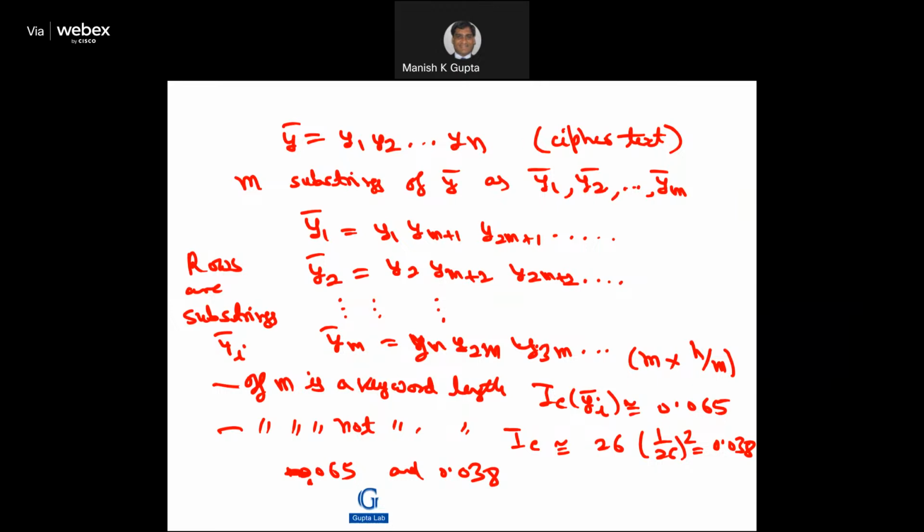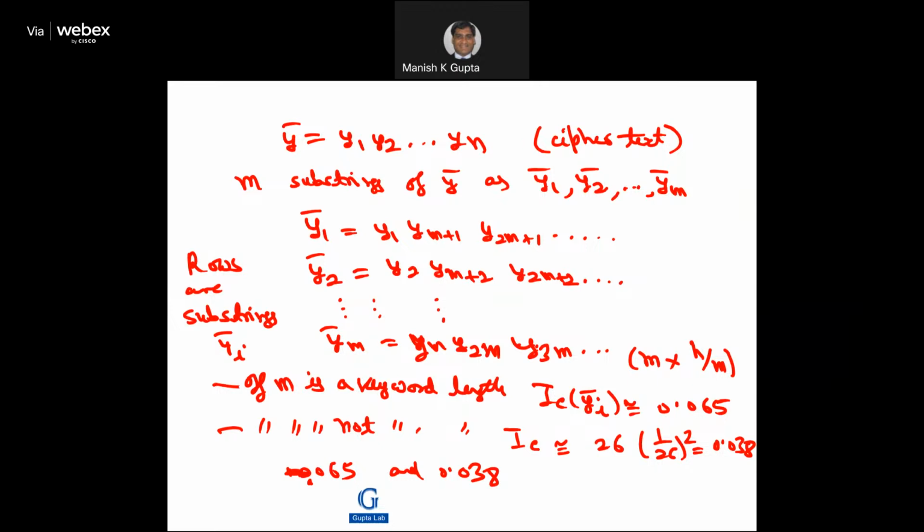Y2 is y2, ym+2, and so on. Ym is ym, y2m, y3m, and so on. So this is an array of m cross n by m. These rows are substrings yi, right? Substrings we have created.